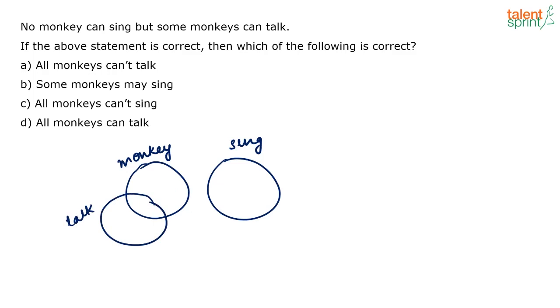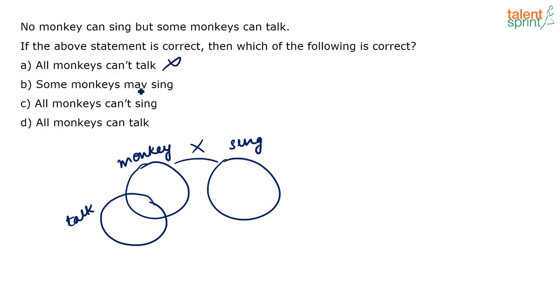Now, all monkeys, so this is two disjoint sets, correct? No monkeys can sing means these two are disjoint. All monkeys can't talk. See again, "all not" actually means that no monkeys can talk, right? That is what this statement means. A lot of you ask me, if there is a statement "all A's are not B's", what does that mean? That means that no A is B. So here, "all monkeys can't talk" means that no monkeys can talk. But here very clearly you know that some monkeys can talk, correct? So this conclusion does not follow.